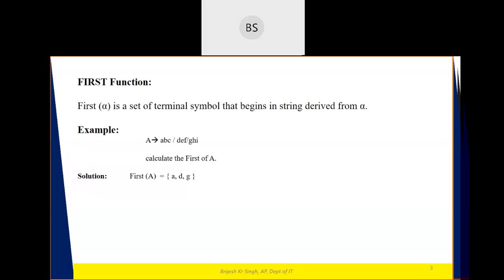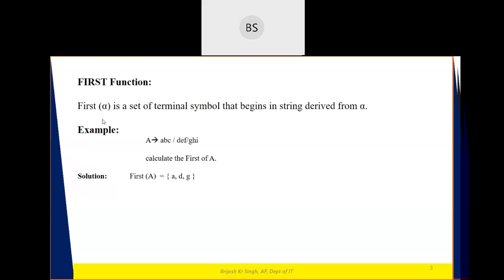Before starting the implementation part of this experiment, I want to discuss the concept of the FIRST function and how to calculate the FIRST of any grammar. FIRST is a function which gives the set of terminals that begins the string derived from the production rule.